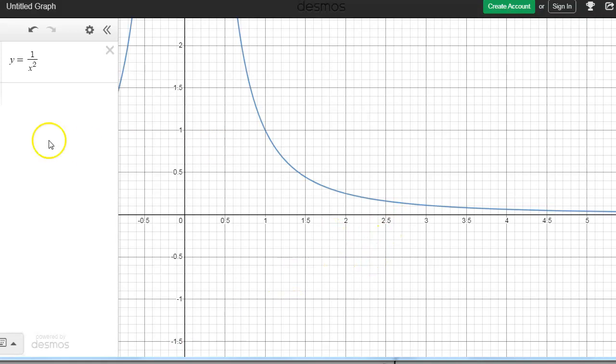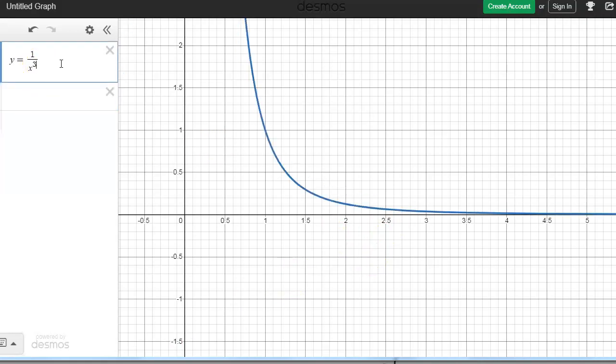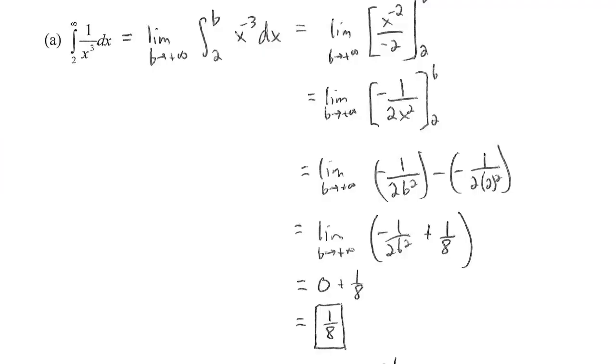So if we integrate this function, 1 over x cubed, from 2 all the way out to infinity, so from here all the way out that way, forever, it's only 1/8 of a square unit.